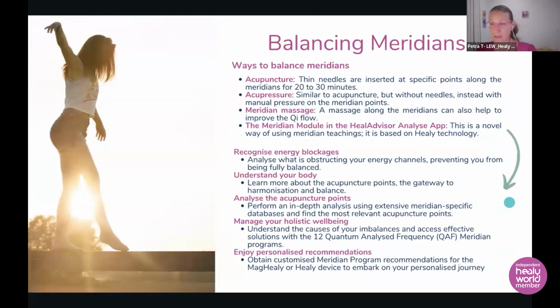So how do we balance meridians? We have different things that we can do to actually rebalance. So there are ways to balance your meridians if they are out of balance. And the first one is acupuncture. Those are the thin needles that you get from acupuncturists. You're probably aware of it. They insert them into specific points, and they leave them there for about 20 to 30 minutes. If they want to stimulate something, they actually put some electricity on it as well, to move the energy through.